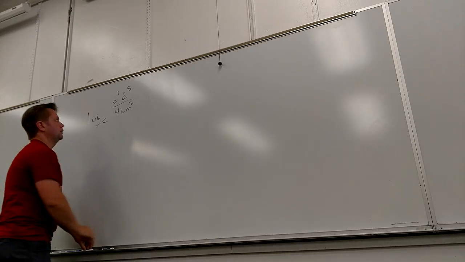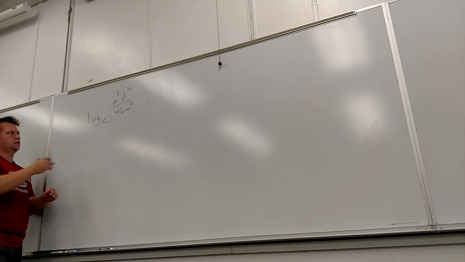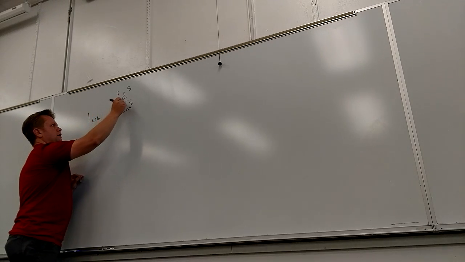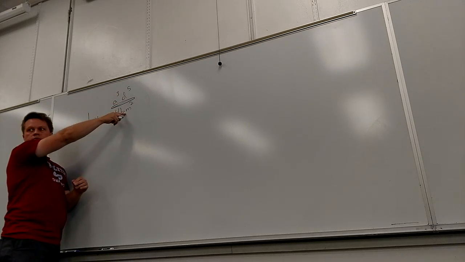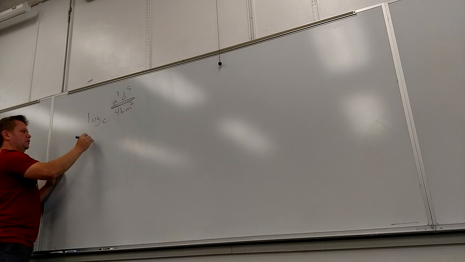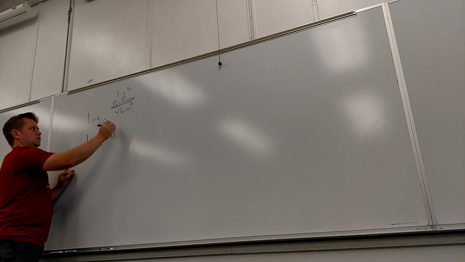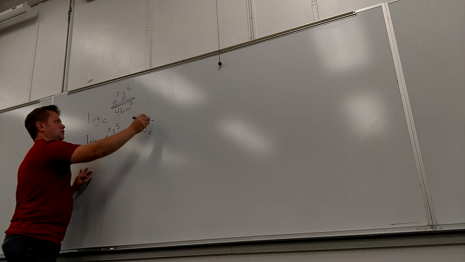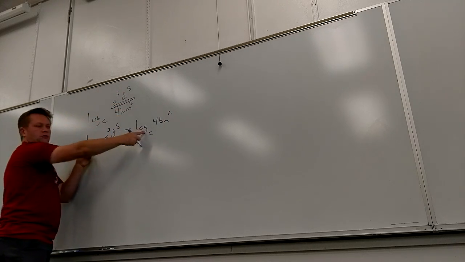So, I'll show you the by-the-book way to do it, and then I'll try to show you the way I do it. So you definitely want to start with this guy. You've got the log of something divided by something. How can I rewrite that? That'd be the log base c of a to the third power minus log base c of 4bm squared, because when I divide things, I subtract the powers.